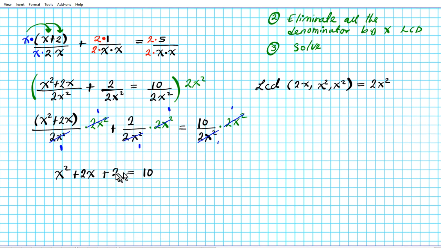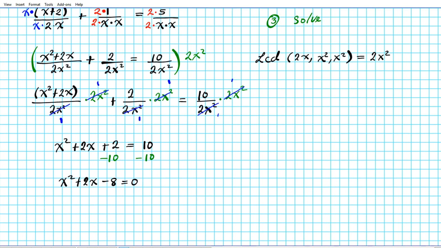Okay, now to solve a quadratic, we're going to go ahead and put it in standard form first. So we're going to subtract 10 from both sides, and then we will have x squared plus 2x minus 8 equals 0. Now we have a quadratic trinomial. We're going to factor this using the x game or the AC method. So AC in this case is negative 8 and B is 2. Now what two numbers multiply to give you negative 8 and add to give you 2? The two numbers are negative 2 and 4.